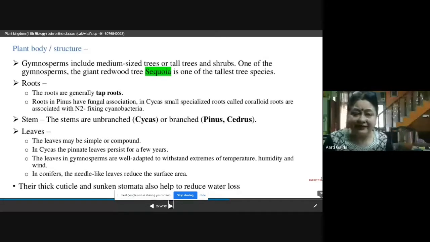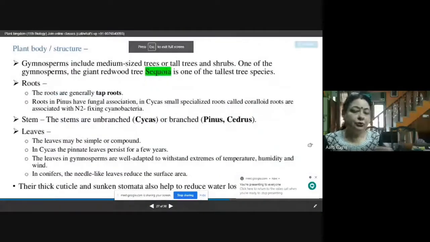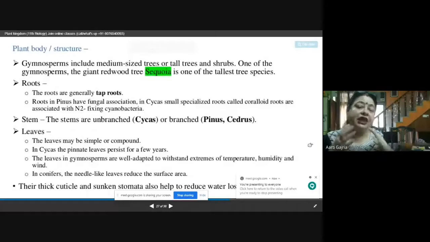Roots in pinus have the fungal association, mycorrhiza, and in cycas, you will find small specialized roots which are called coralloid roots, because these roots are associated with the nitrogen fixing cyanobacteria. So the roots of the gymnosperms are in symbiotic association with the fungus in case of pinus, and that association is called mycorrhiza.